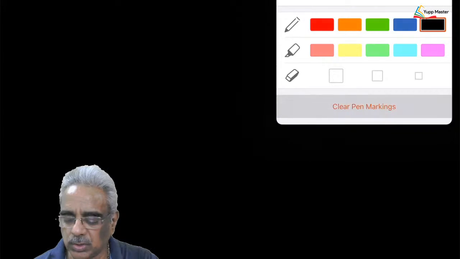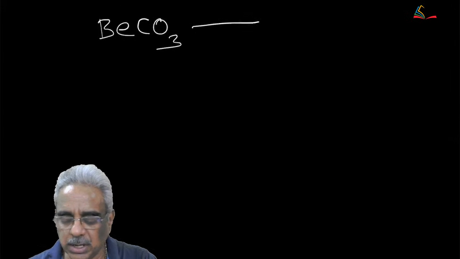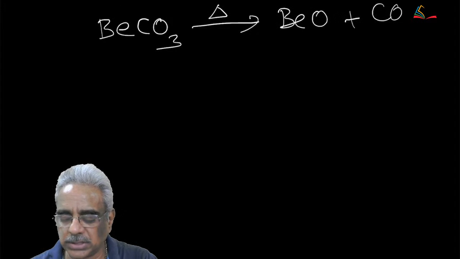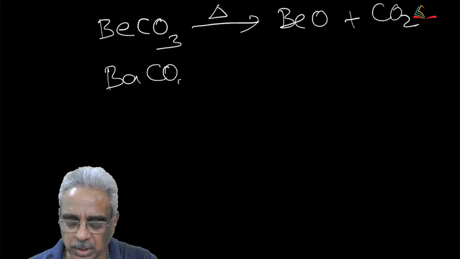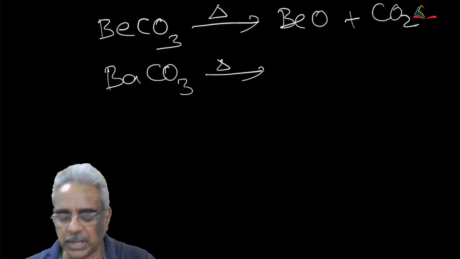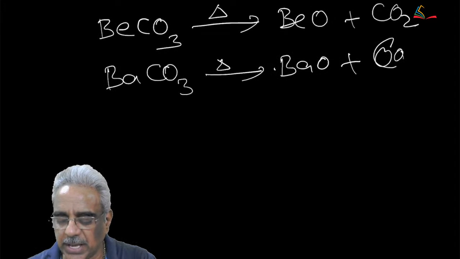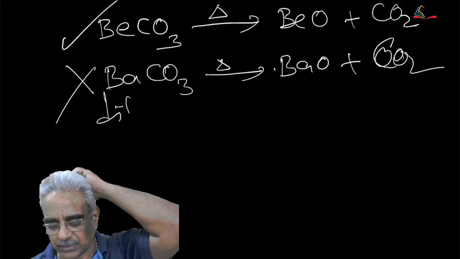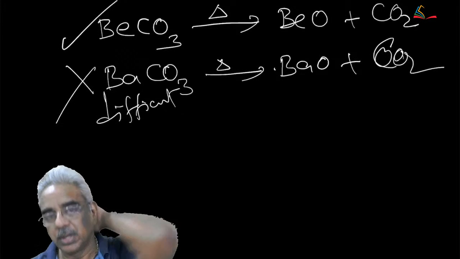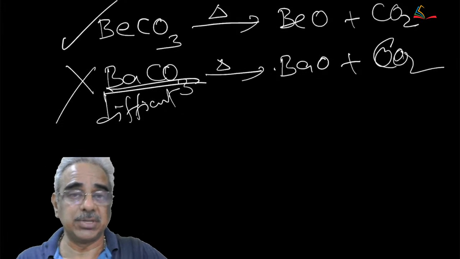So here what you should understand, suppose I heat beryllium carbonate, I will be getting beryllium oxide and carbon dioxide. If I heat, let me say barium carbonate, I will get barium oxide and carbon dioxide. But this is very difficult. Second one is difficult. First one is difficult, I mean to say. Why is this more stable? The reason is the ionic strength is more.